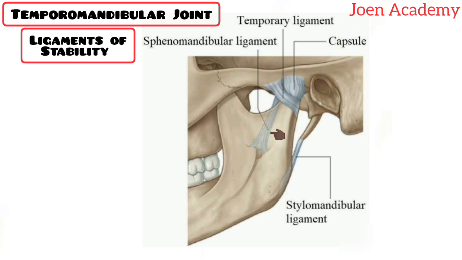Sphenomandibular ligament originates from the sphenoid spine and it attaches to the mandible. Finally, the stylomandibular ligament. It is a thickening of the fascia of the parotid gland. Along with the facial muscles, it supports the weight of the jaw. Let's talk about the different movements that occur at this joint.